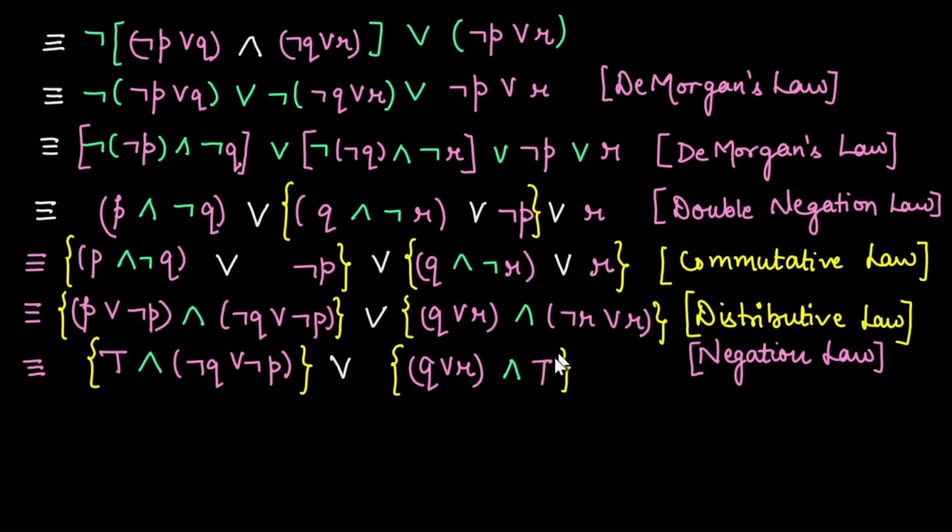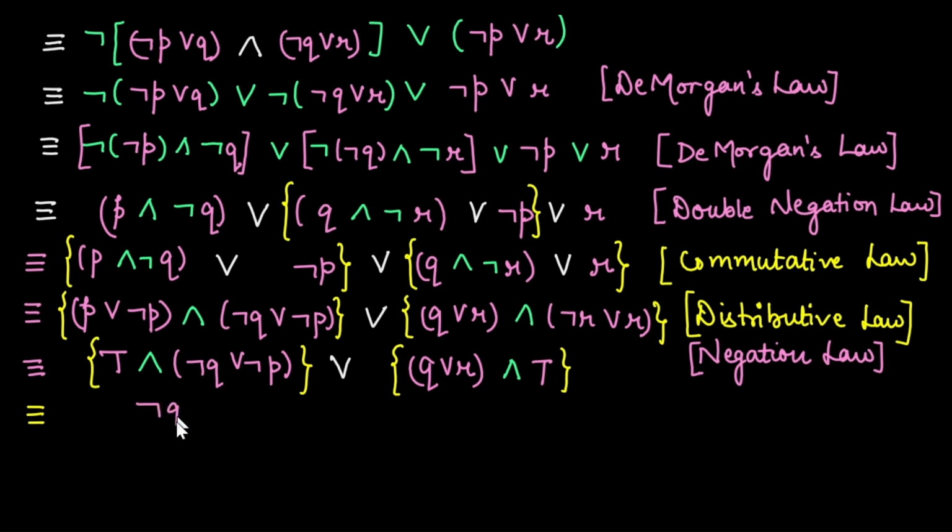Again we have used the negation law in this case. This is logically equivalent to what? True and some statement. Whether the statement is true or false or maybe it depends upon the statement. So whenever we have a true statement or false statement, you just need to check whether the result is always true, always false, or it depends upon the statement. In this case, true and some statement. If the statement is false, answer is false. If the statement is true, answer is true. It means it depends upon the statement.